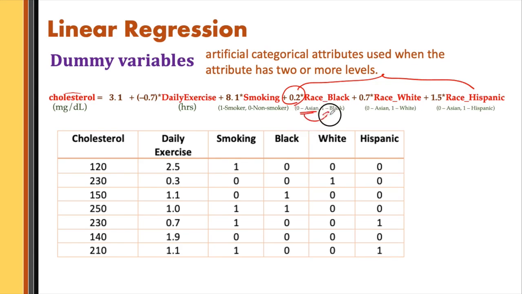So you're going to compare 0 to 1. You're comparing black only to Asian. This indicates that individuals with black race have 0.2 milligrams per deciliter cholesterol higher as compared to Asian. How would we interpret 0.7 for race white? It means that, again, comparing 0 to 1, white individuals have cholesterol level that's higher by 0.7 compared to Asian. And then the last one, you're comparing Asian to Hispanic. 1.5 indicates that Hispanic individuals have 1.5 milligrams per deciliter higher as compared to Asian. So it's easier now to interpret coefficients for categorical variables when you have a dummy variable.